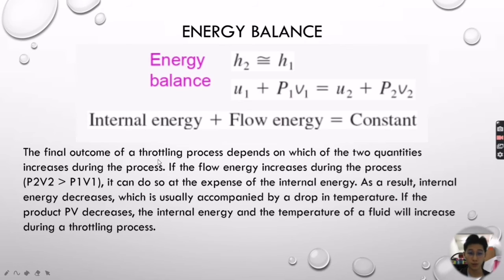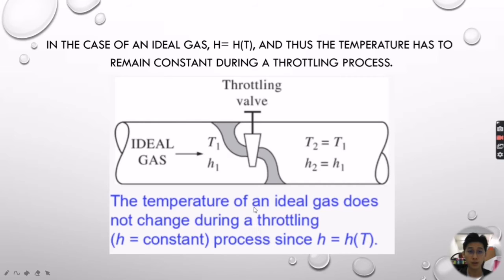The final outcome of the throttling process depends on which of the two quantities increases during the process. If the flow energy increases, the internal energy will decrease. This one increases, this one decreases. The decrease in internal energy will be accompanied by a drop in temperature. If the PV flow energy decreases, the internal energy and the temperature of the fluid will increase during the throttling process. That's what we can get from these equations.